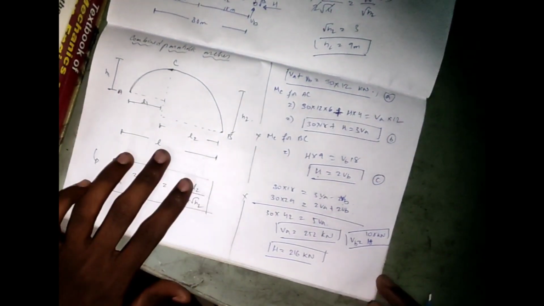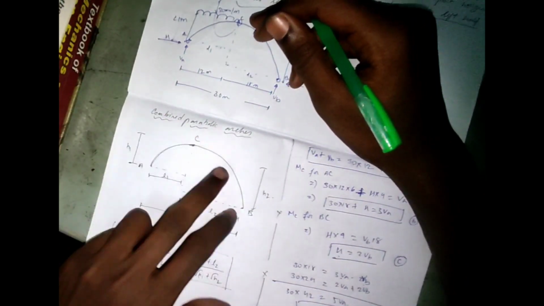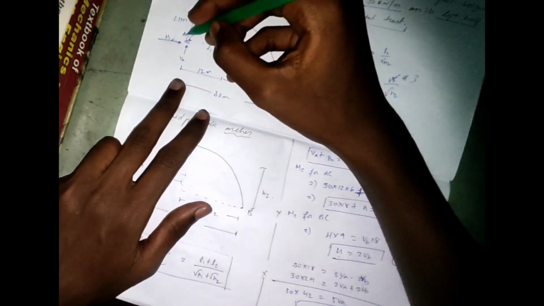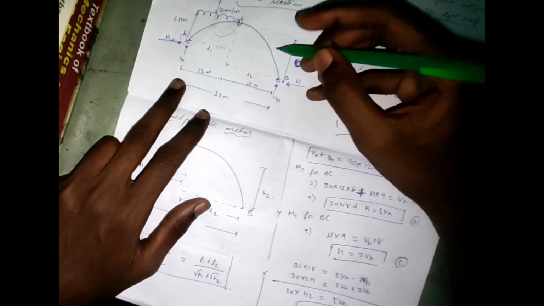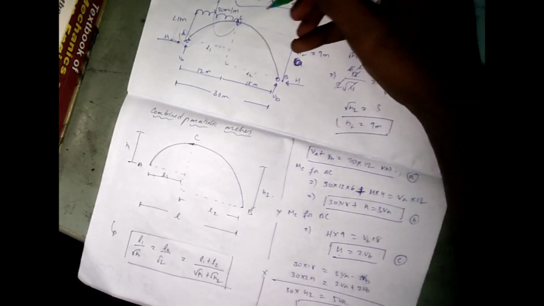That's it. So for combined parabolic arches, we can't find moment at A and B. We should find moment at C for portions AC and CB.